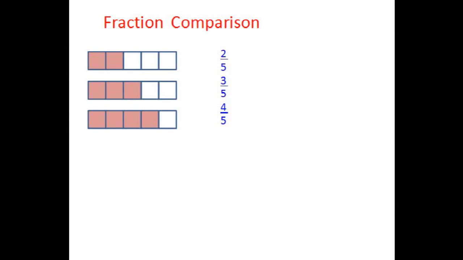Let's see how to compare fractions. Now we have three fractions in front of us: 2 over 5, 3 over 5 and 4 over 5. So looking at the diagram, we know that 2 over 5 is less than 3 over 5 and it is less than 4 over 5. It is easy to tell which one is bigger and which one is smaller because these all are like fractions.